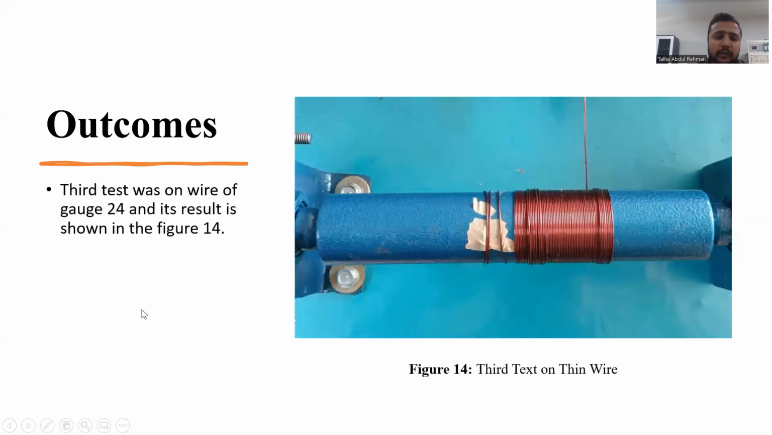After that, we have the third test, which is on a wire of gauge 24. This is a thin wire that we used for that purpose, and we can see from the figure that there is no gap between the wires, and the tension is also high because we are using the nozzle part, and we can see the wire is very much stretched. So that is the tension in the coil that is required for the wire mounting.